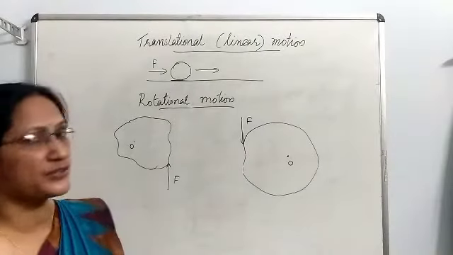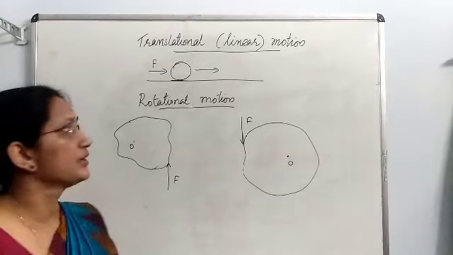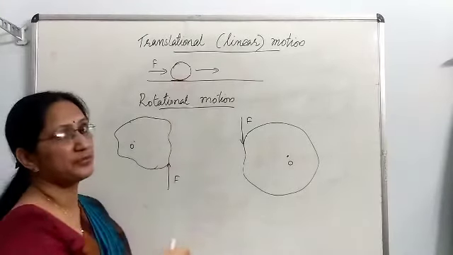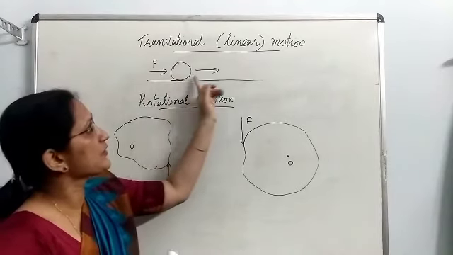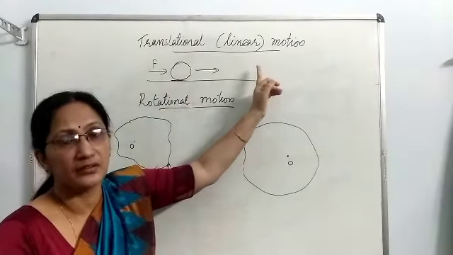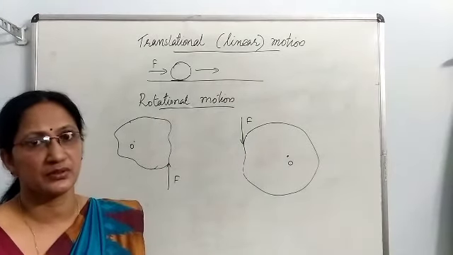Now let us go to the next topic, translational or linear motion. Consider a body which is kept freely, and when we apply some force on it, the body starts moving along a straight line. This is known as translational motion or linear motion.